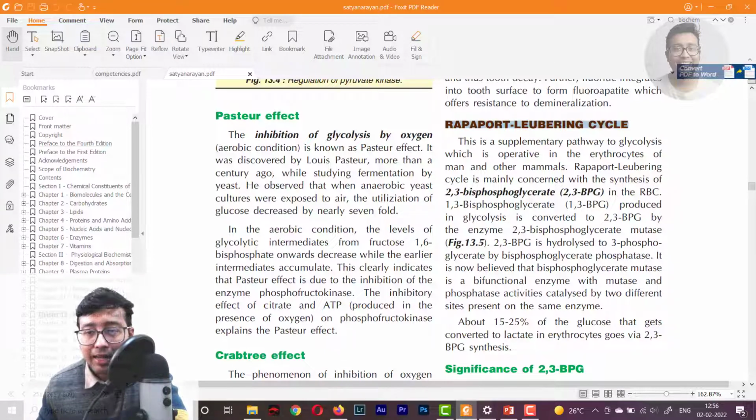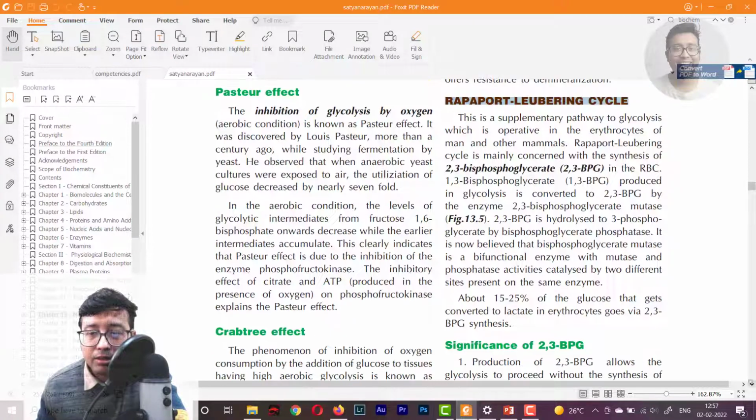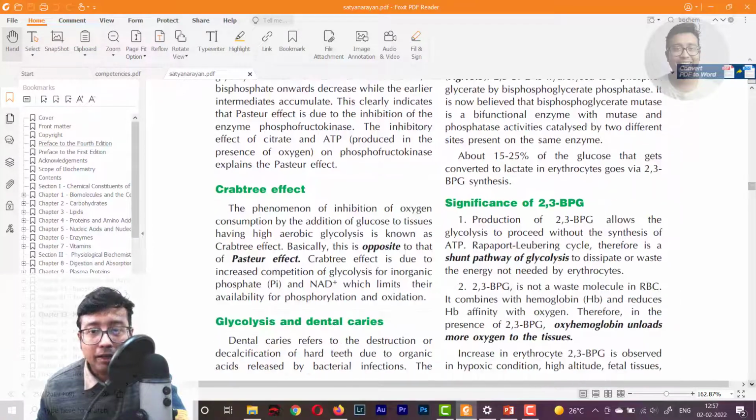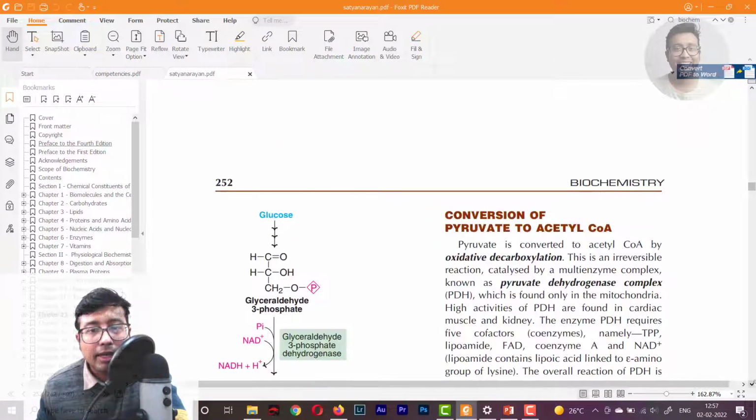Next, Pasteur effect and Crabtree effect. These are very easy, but I won't suggest you read them. I have made videos in which I have explained the Pasteur and Crabtree effect. If you are interested, then only go through, but if you are short of time, you can simply skip these. You will not be penalized if you cannot say Pasteur and Crabtree.